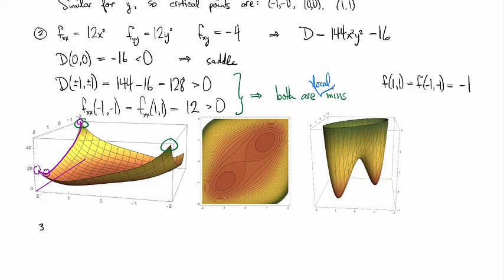So this is part 3 of our method. So part 1, first derivative test. Part 2, second derivative test. Part 3, check the boundary.